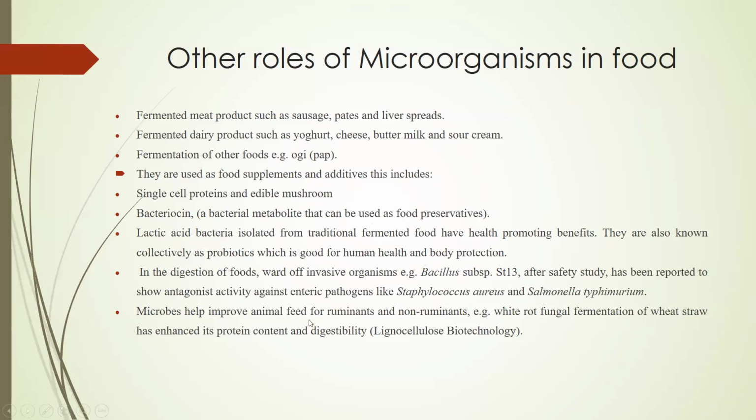Microorganisms help to improve animal feed for ruminants and non-ruminant animals, e.g., white rot fungi. Fermentation of wheat straw has enhanced the protein content and improved the digestibility of different plants for animals to be able to digest it easily.